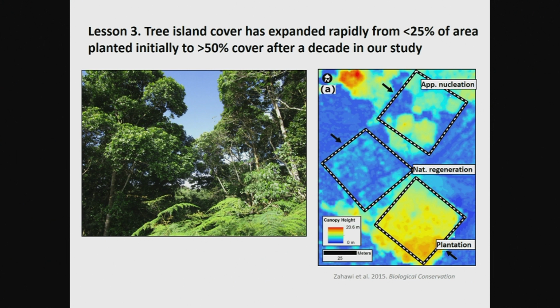This is from a drone flight that we did, with the blue being short and the yellow being taller. So this is obviously the plantation. This is the natural regeneration, and you can see the islands starting to slowly merge over time in those canopies. They're not really that separate anymore.